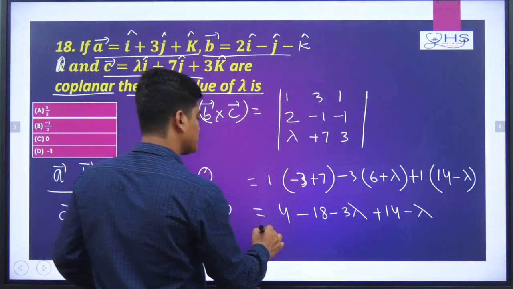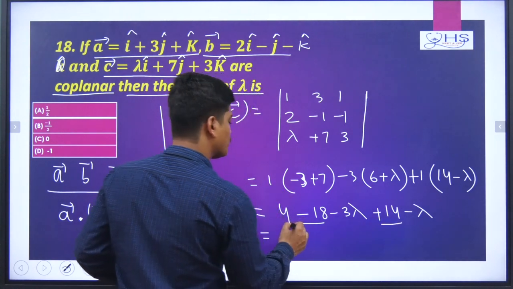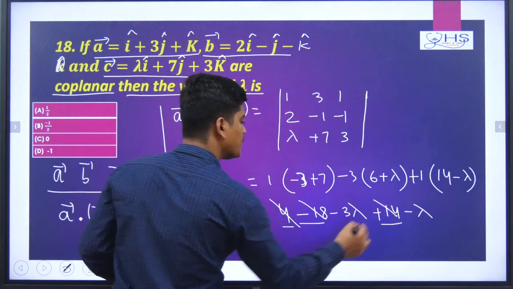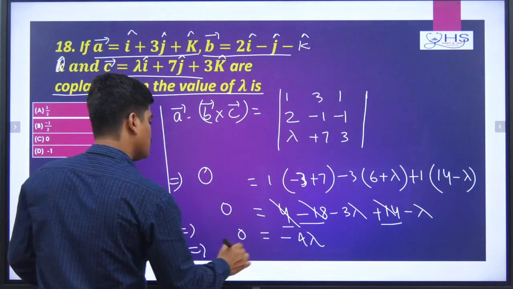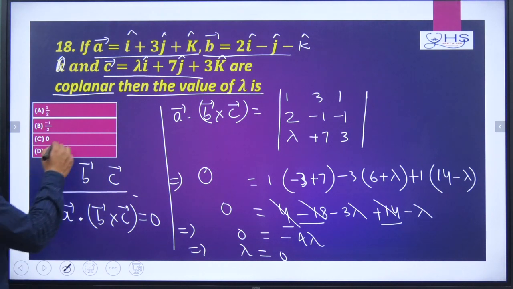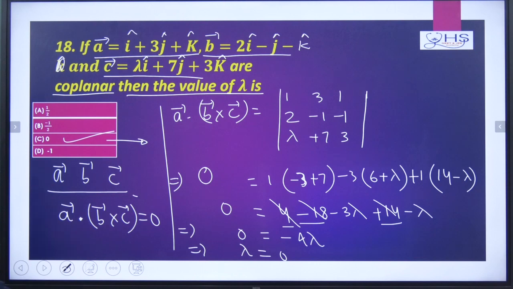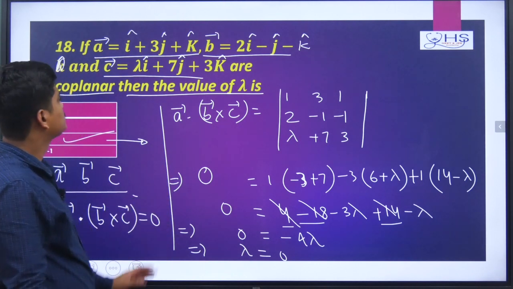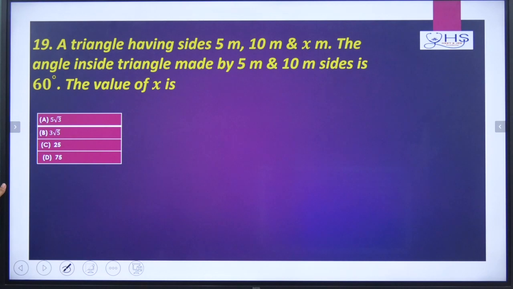Now here you will check how much is coming. So minus 18 plus 14 plus 4, so everything will get cancelled. Then it will come minus 4 lambda equal to 0. Then lambda equal to how much coming? Lambda equal to 0. So here the answer will be option C. So in this way, if three vectors are coplanar, you can find the value of lambda.